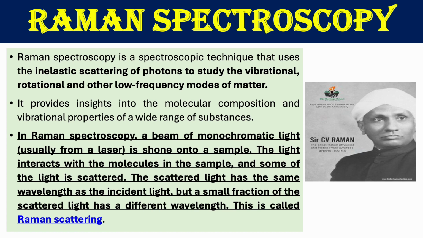In Raman spectroscopy, a beam of monochromatic light, usually from a laser, is shone onto a particular sample. The light interacts with the molecules in the sample and some of the light is scattered. The scattered light mostly has the same wavelength as the incident light. But a small fraction of scattered light has a different wavelength. This is called Raman scattering.